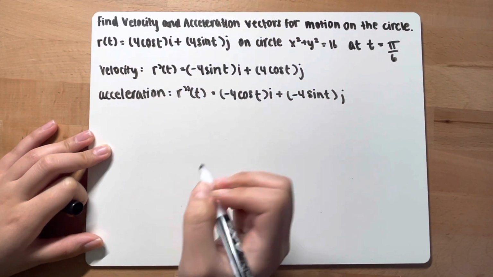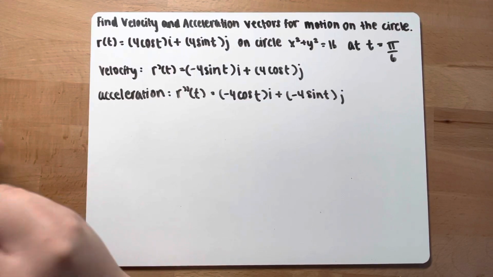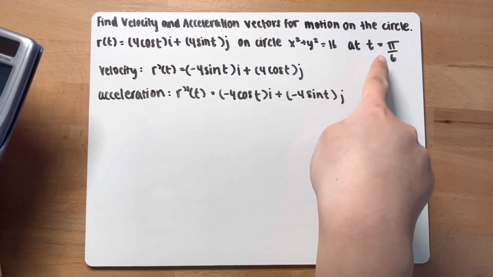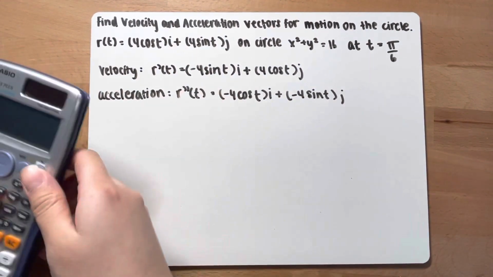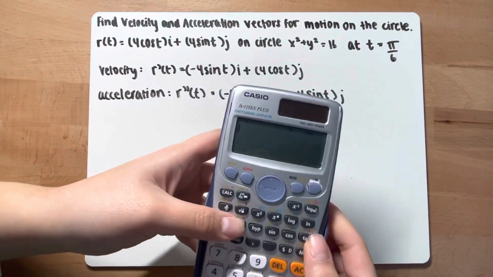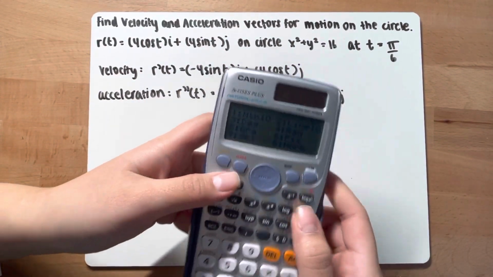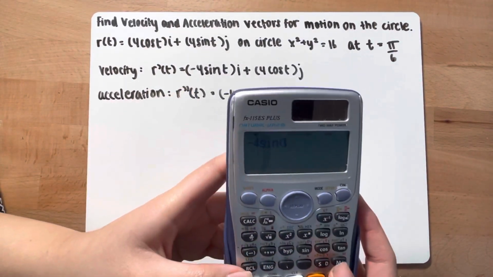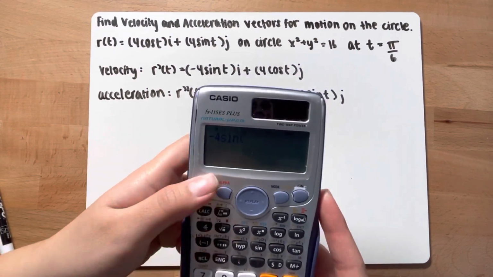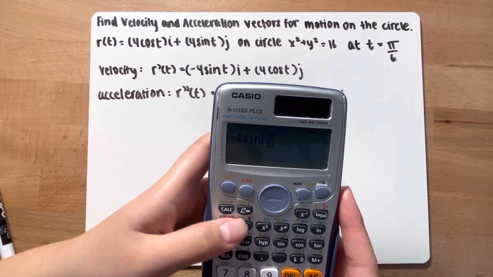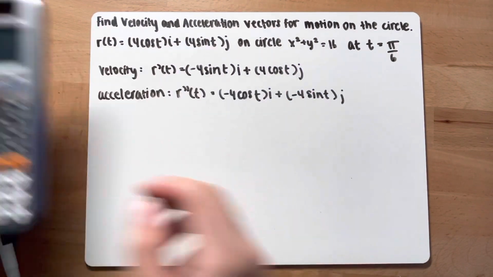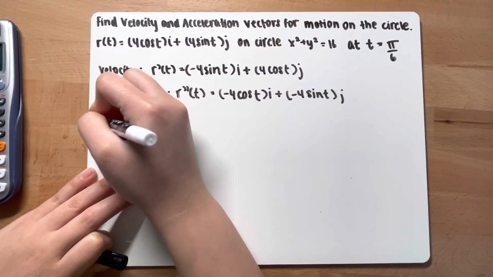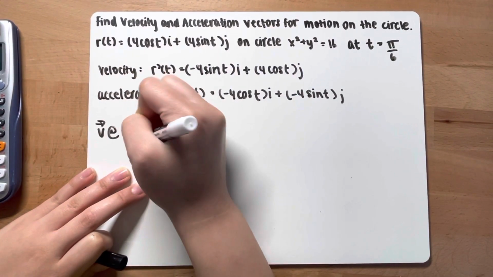Now you want to find it at pi over 6. So what you want to do is calculate this. You want to substitute pi over 6 for t. So for the velocity, make sure that your calculator is in radian mode. You get negative 4 sine pi over 6, which is negative 2.